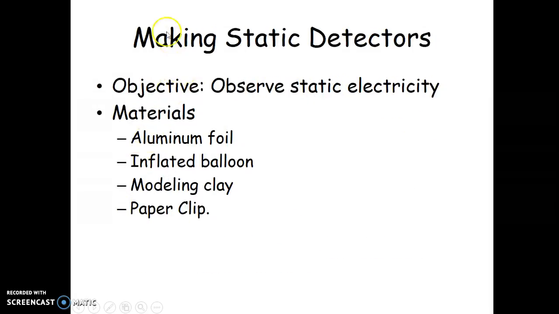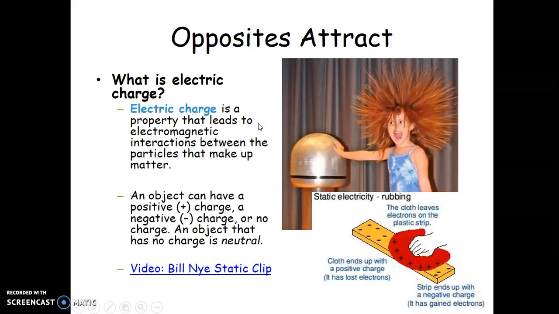All right, you're going to make static detectors later in today's lesson. That's going to be one of your stations. So let's get started with the notes.